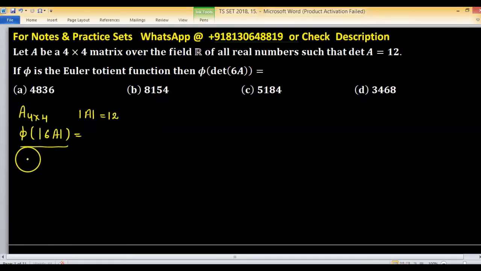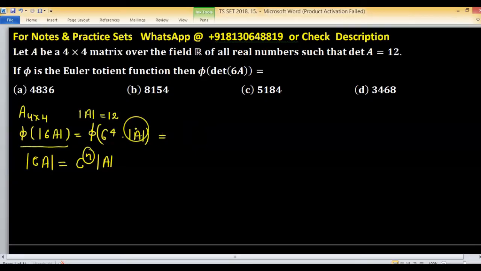Recall the concept. If C is any scalar and A is a matrix, then the determinant of a scaled multiple of this matrix equals C raised to the power n times the determinant of A, where n is the size of the matrix. So phi of determinant of 6A will equal 6 raised to the power 4 times determinant of A, and apply the phi function.